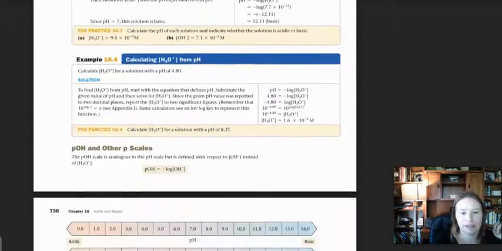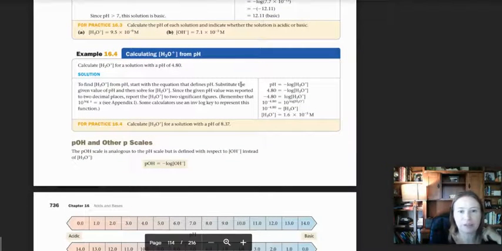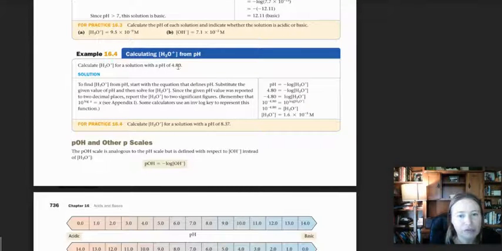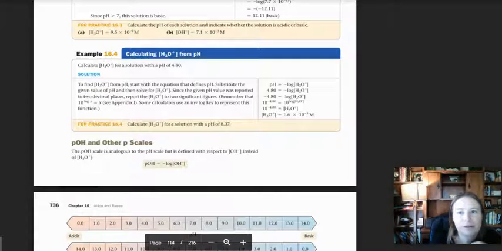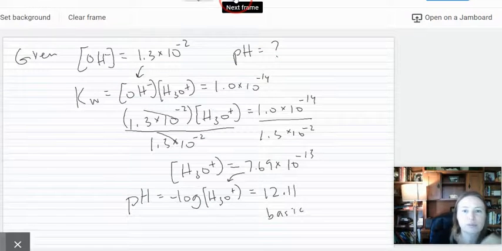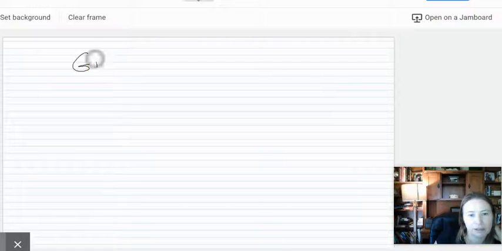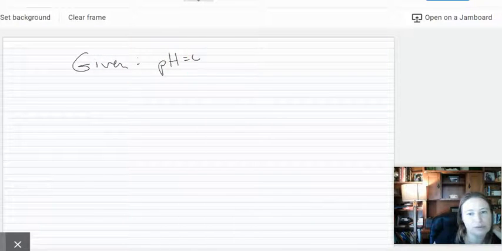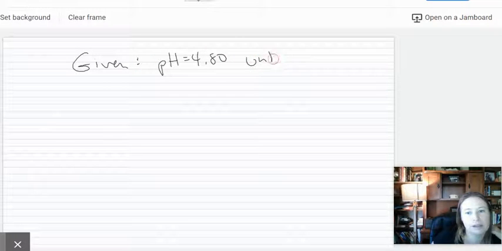Okay, and I'm going to go over this, calculating H3O plus from pH. So we're working backwards. Calculate H3O plus for a pH of 4.80. So our given for this problem is that pH equals 4.80. Our unknown is what is the H3O plus.